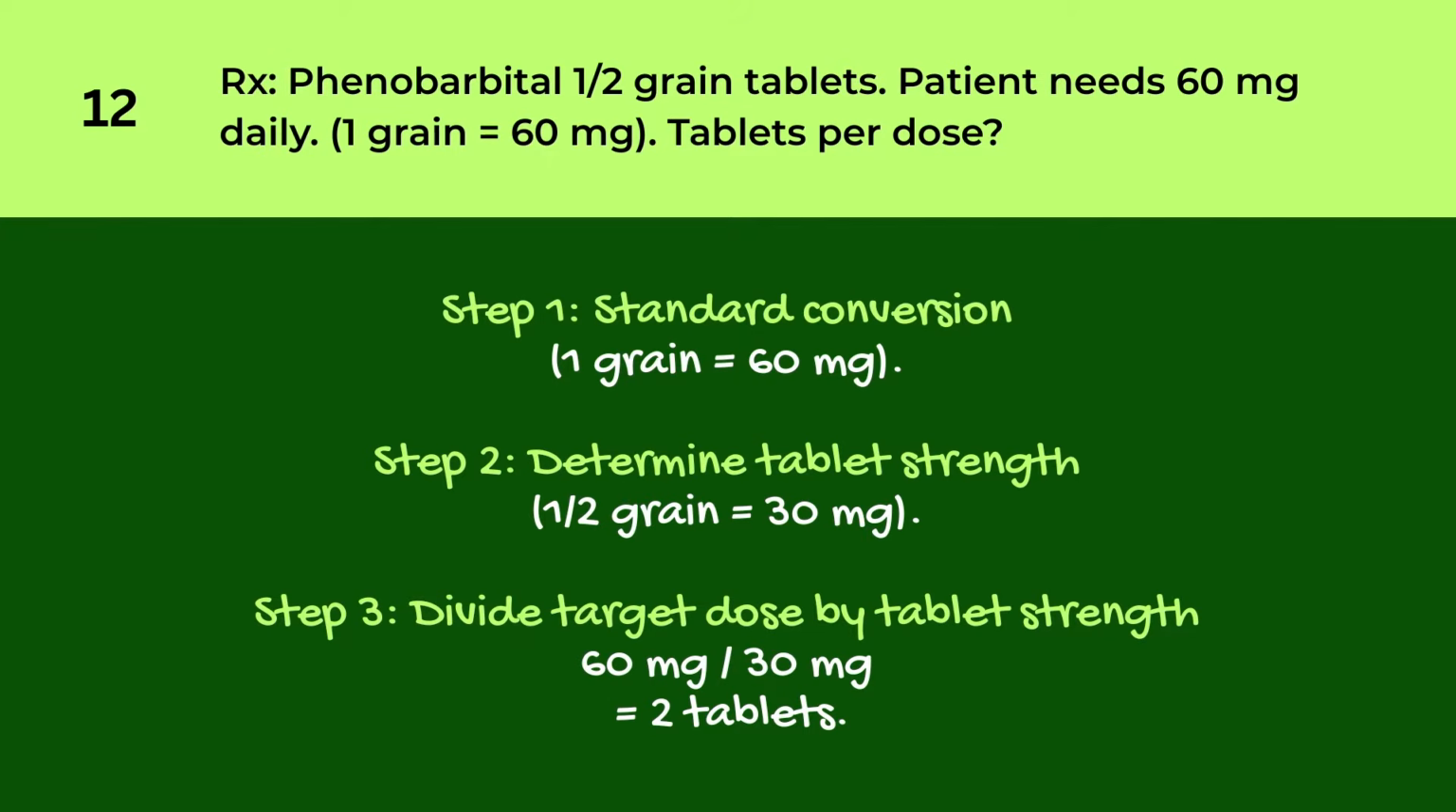Step 1 is the standard conversion. We know 1 grain is roughly 60 milligrams. Therefore, step 2 is determining the strength of the tablet. 1/2 grain equals 30 milligrams. Next, we look at the target dose, which is 60 milligrams.